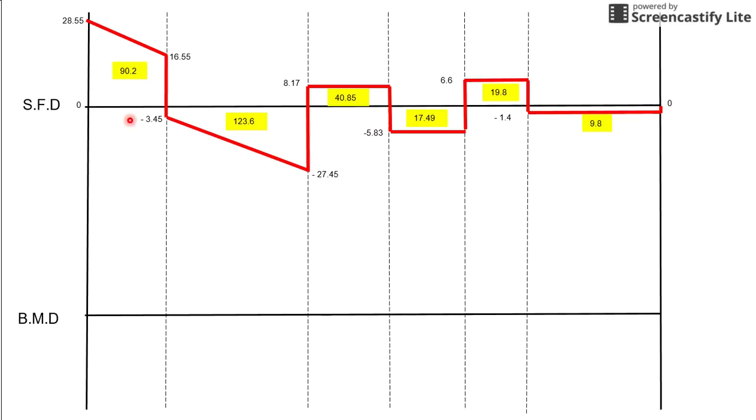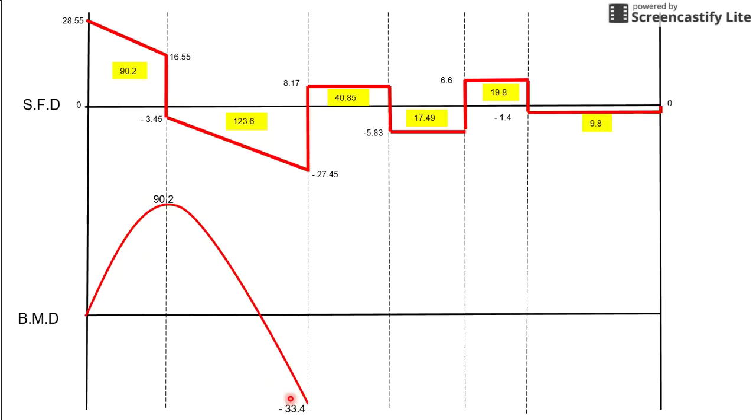So we will start with span AB. If you notice from your free body diagram, your span AB is a uniform load. So your BMD drawing should be a curve something like this, with a maximum point here, and the maximum point will be 90.2. So this point here will be your maximum point, and the next point here would be 90.2 minus 123.6, which will give you negative 33.4. So if you have any uniform load, your BMD should look something like this.